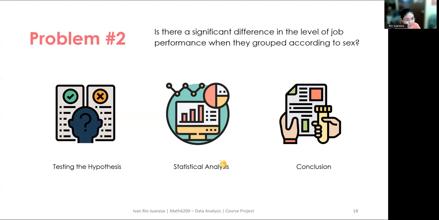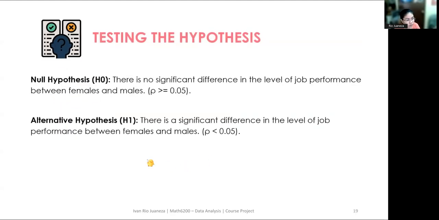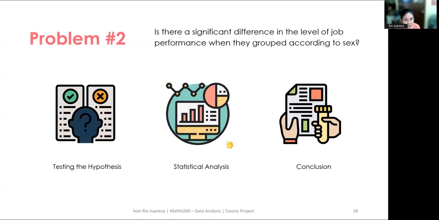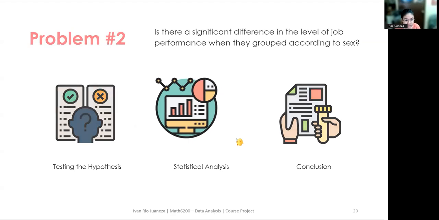So let's set up first the hypothesis. For the null hypothesis, there is no significant difference in the level of job performance between females and males if the p-value is greater than or equal to 0.05. And for the alternative hypothesis, there is a significant difference in the level of job performance between females and males if the p-value is less than 0.05. For the statistical tool, we will also be using the independent sample t-test.